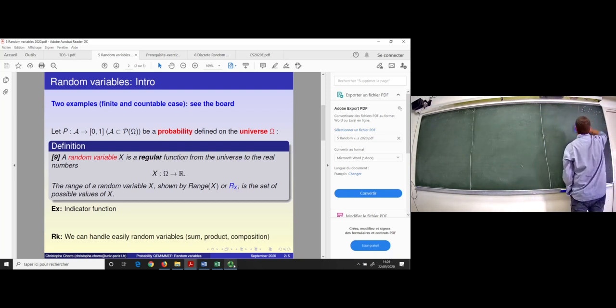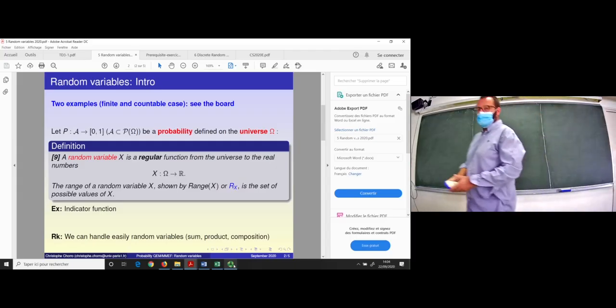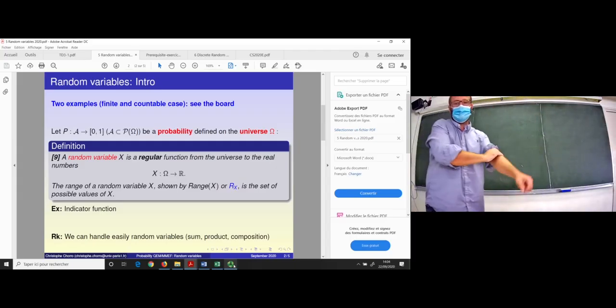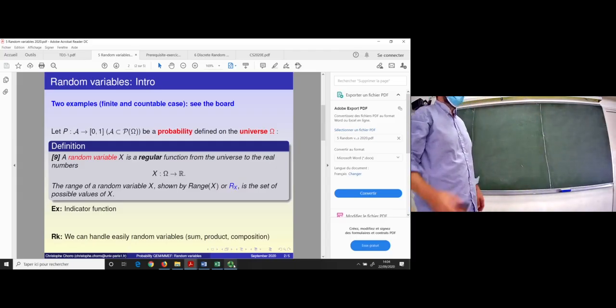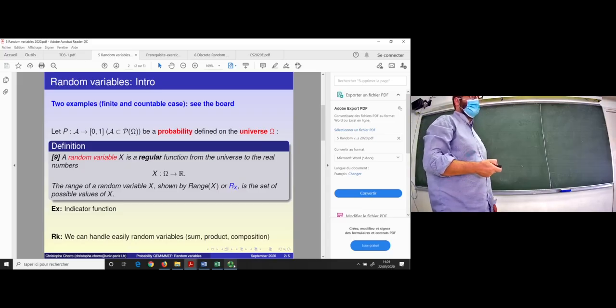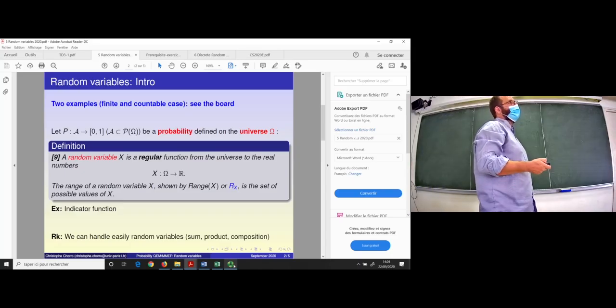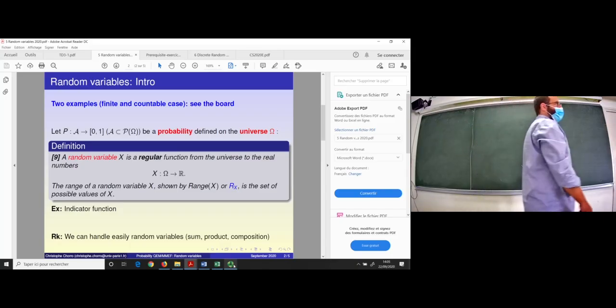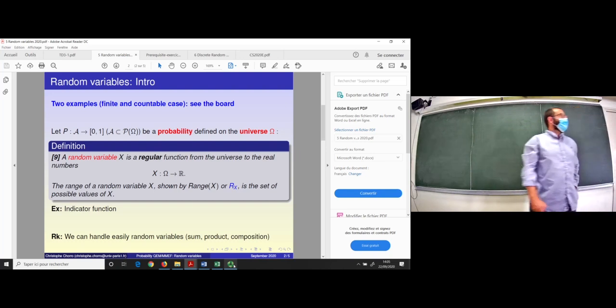Here you will have the very general definition of what is a random variable. So what do you have? You start with a probability, with a set of definition that I denote by calligraphic A, but whatever. And this probability is defined on the universe omega. P of omega is equal to 1.